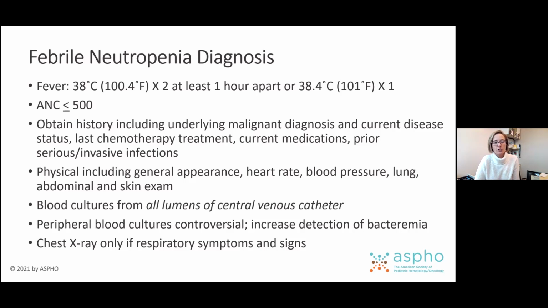Patients should have blood cultures drawn from all lumens of their central lines to evaluate for infection. Peripheral blood cultures are controversial, not necessarily mandatory, or not necessarily done, I guess, in the pediatric population in those who have ports, but they can increase the detection of bacteremia. And then chest x-rays are also helpful if there's any respiratory symptoms, to see if there's any pulmonary etiology.